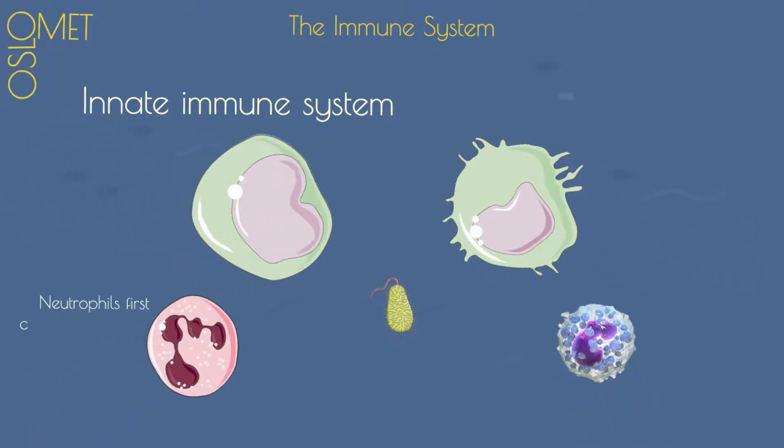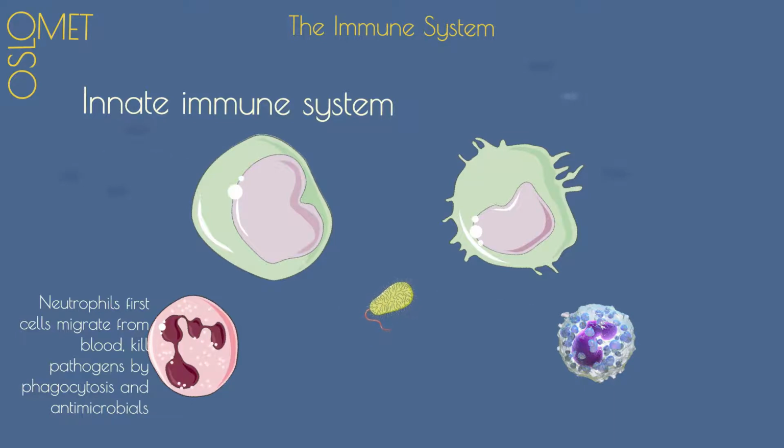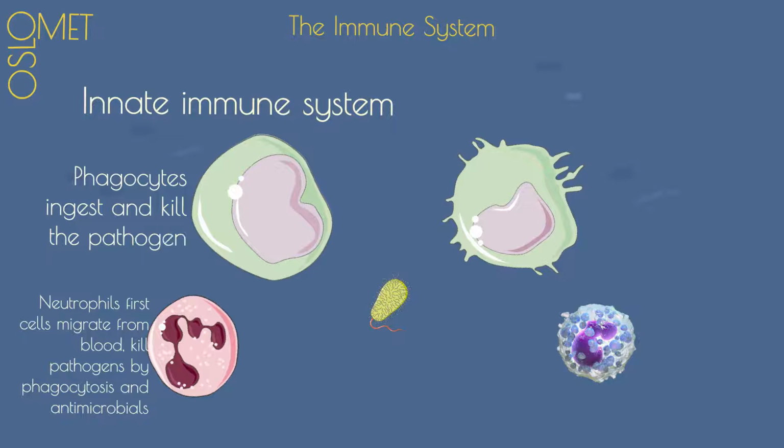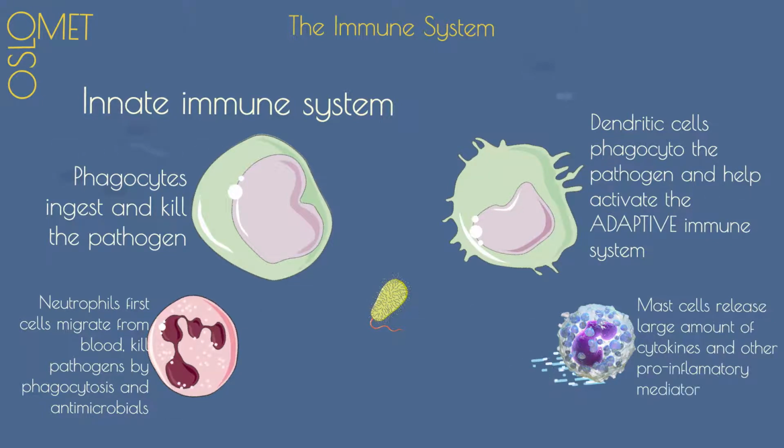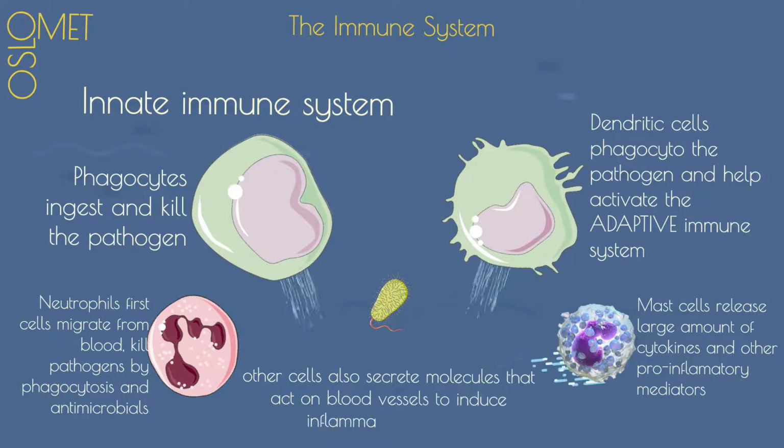Neutrophils are the first cells that migrate from blood and kill the pathogens by phagocytosis and release of antimicrobial factors. Phagocytes ingest and kill the pathogens. Dendritic cells phagocytose the pathogen and help activate the adaptive immune system. Mast cells release large amounts of cytokines and other pro-inflammatory mediators. Other cells also secrete molecules that act on blood vessels to induce the inflammatory process.